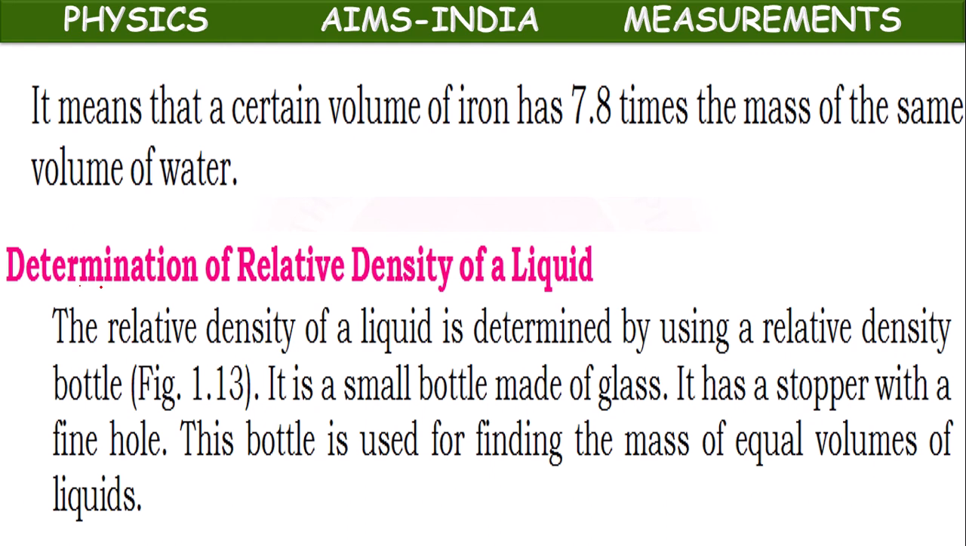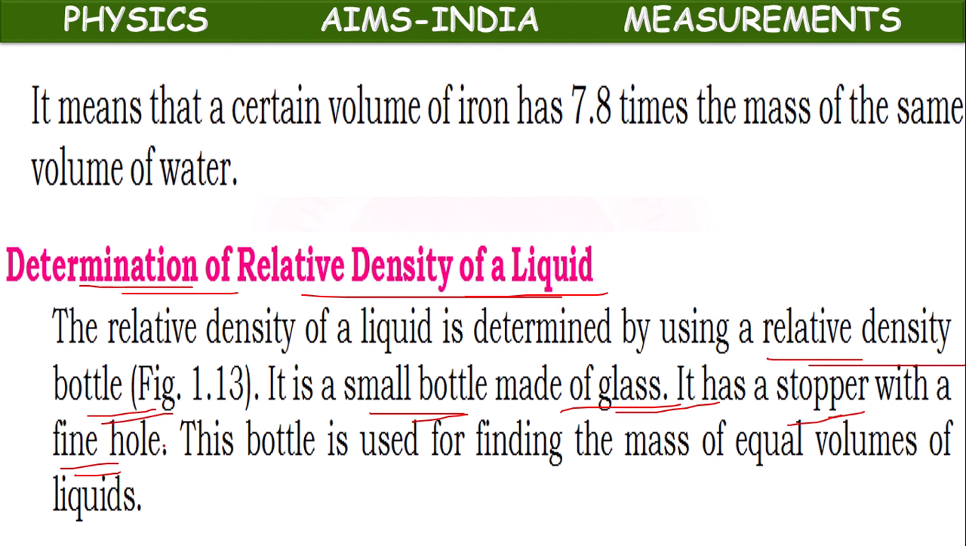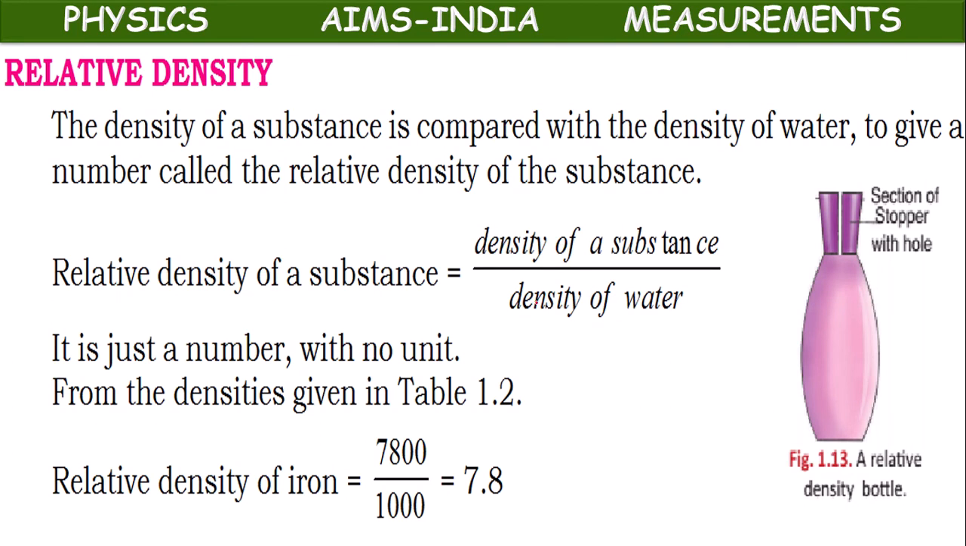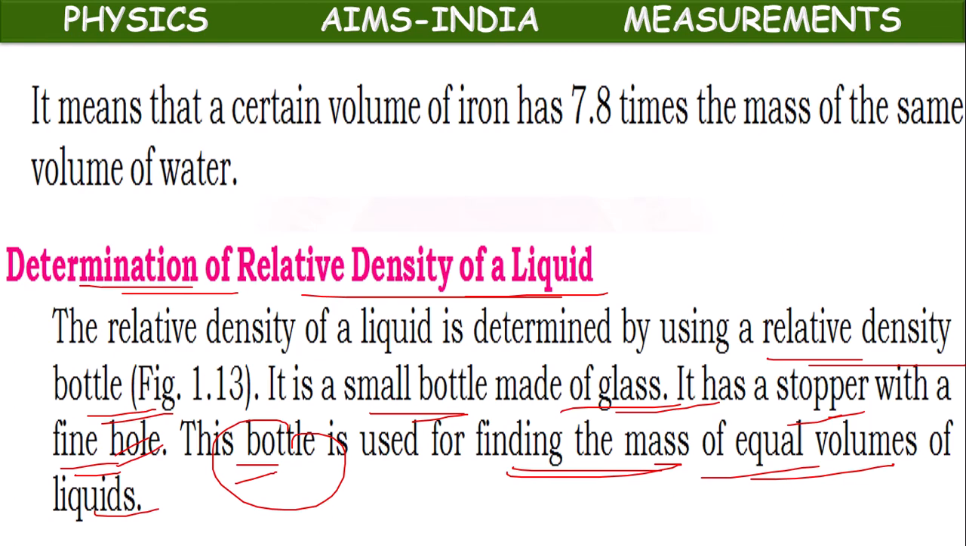Next, determination of relative density of a liquid. It can be determined by a relative density bottle. It's a small bottle made of glass. It has a stopper with a fine hole through which a capillary tube can be sent inside. This relative density bottle is used for finding the mass of equal volumes of liquids, because the bottle is filled the first time completely with water and the second time with liquid, so both have the same volume.